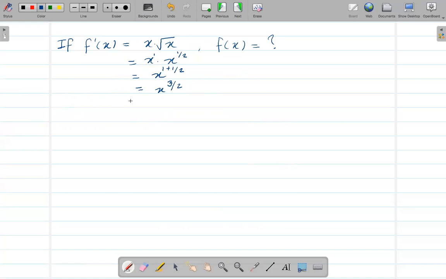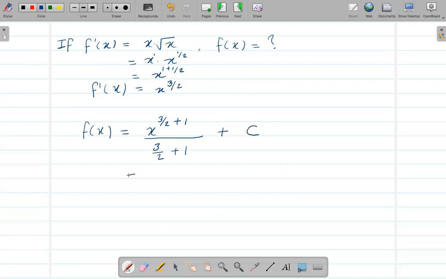Okay, now f prime of x is also this. When we take the antiderivative of this, the antiderivative of f prime of x is f of x. So f of x is equal to x to the power, whatever we have on the power, in this case 3/2 plus 1, over 3/2 plus 1, and after this plus a constant, right?